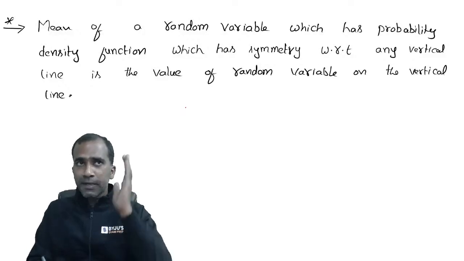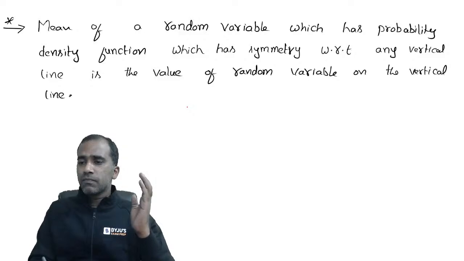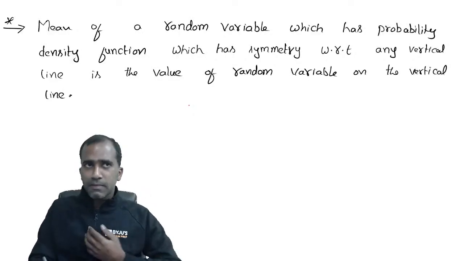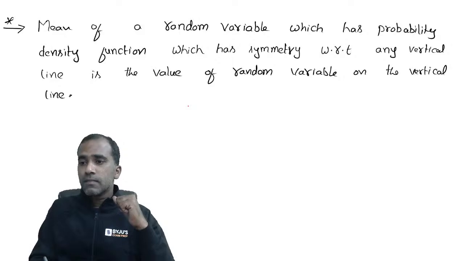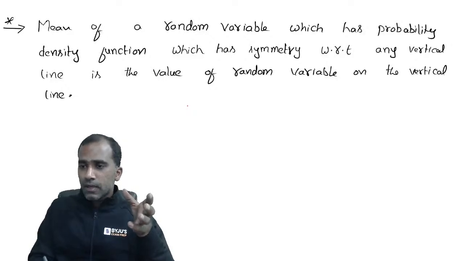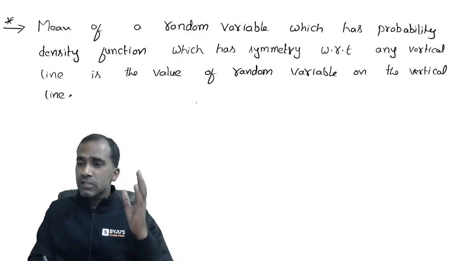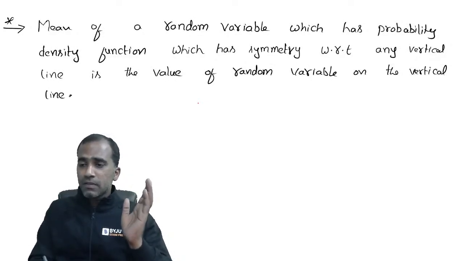I'm not talking about symmetry only with respect to the y-axis. I'm talking about symmetry with respect to any vertical line. Some shapes are symmetrical, right? Triangle is symmetrical. Rectangle is also symmetrical, right? Rectangular signal, rectangular graph, and Gaussian is also symmetrical. If you see some symmetrical PDF, I'm not talking about even symmetry. Even symmetry means symmetry with respect to the y-axis. I'm talking about a signal which has symmetry with respect to any point.